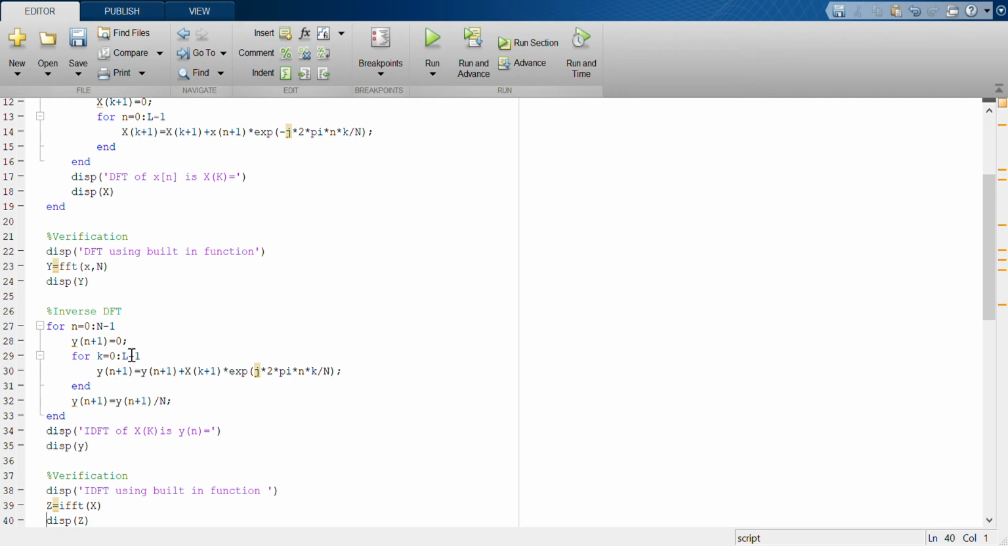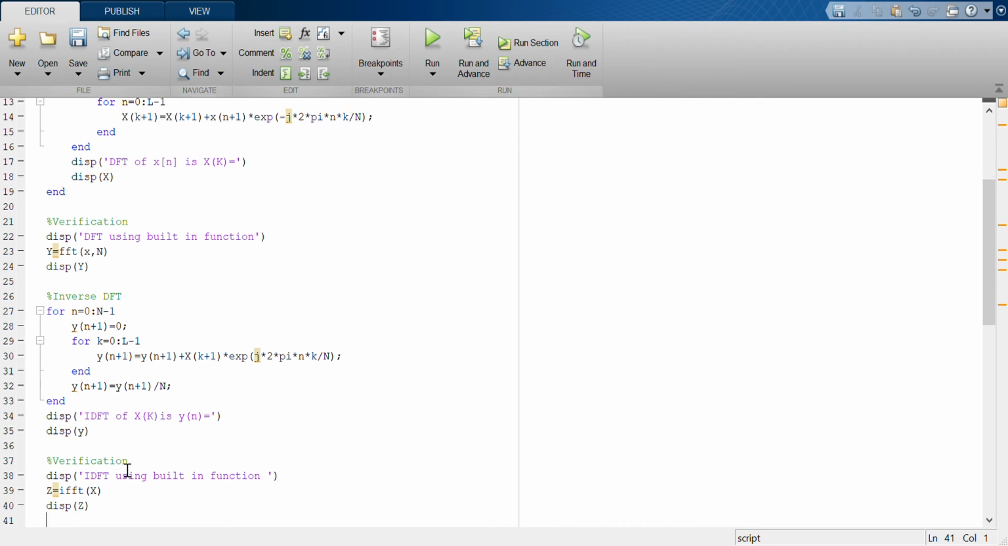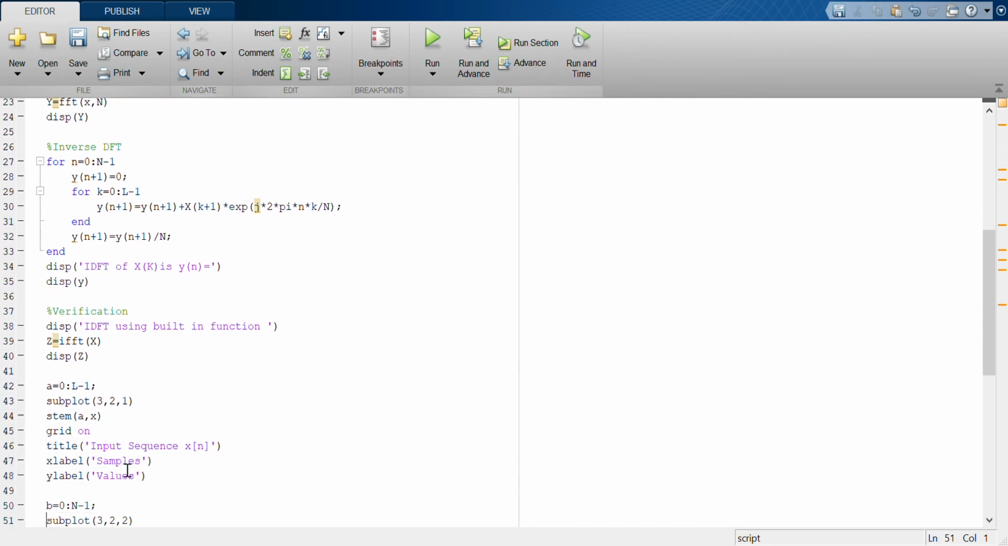So small y of n plus 1 equal to 0, and the only change is that here there is a minus and here it becomes plus, and after you obtain the result, the equation has 1 by N. So the obtained result is divided by capital N and the result displayed. And IDFT can be found by the inbuilt function IFFT of capital X and display it.